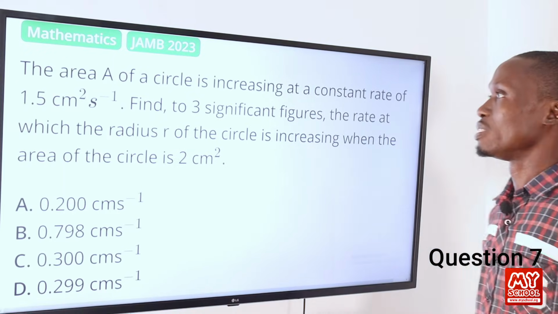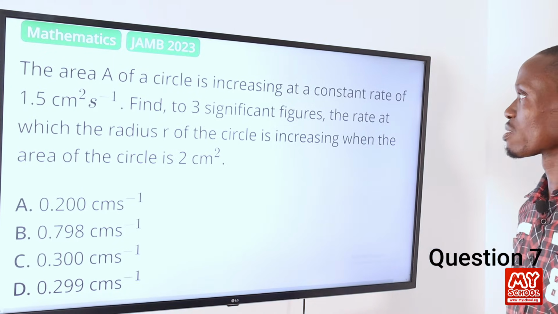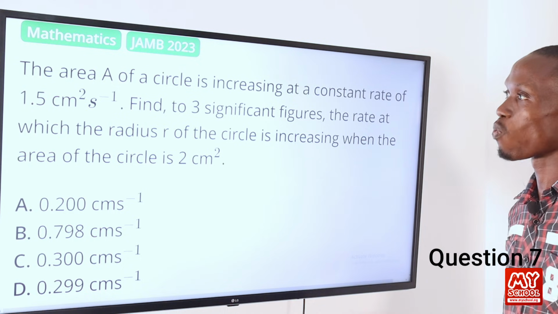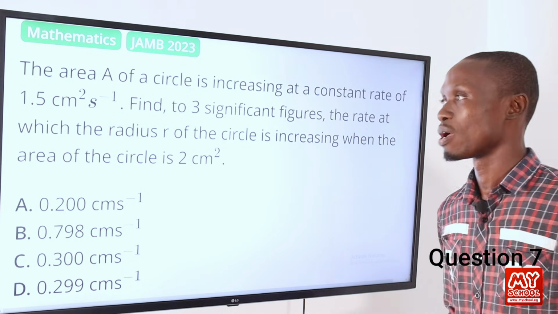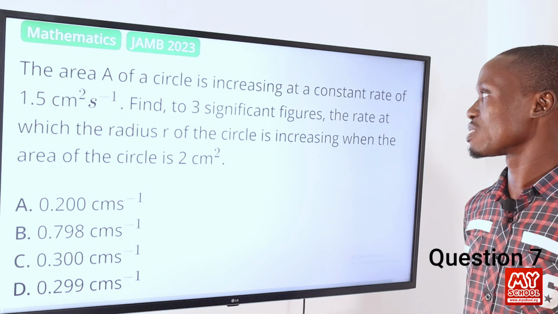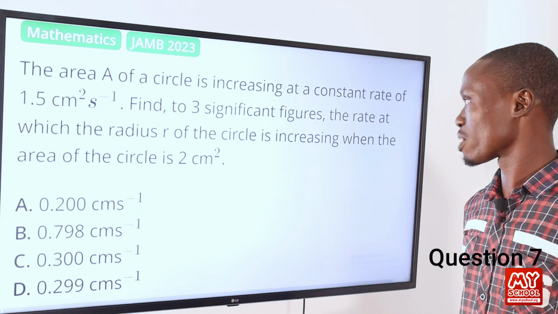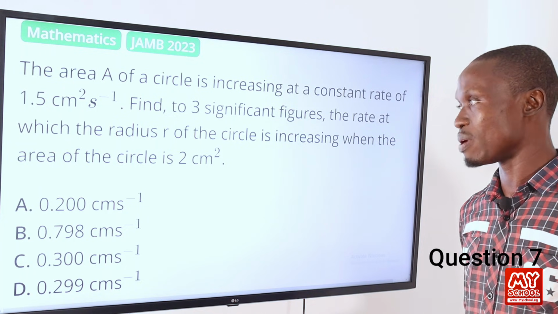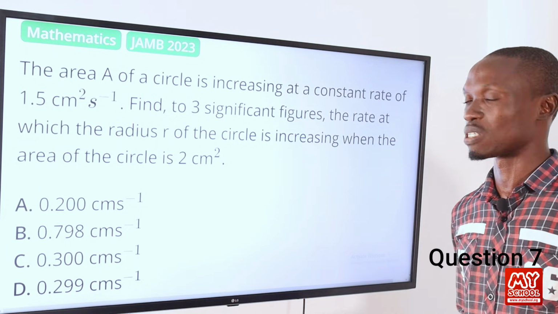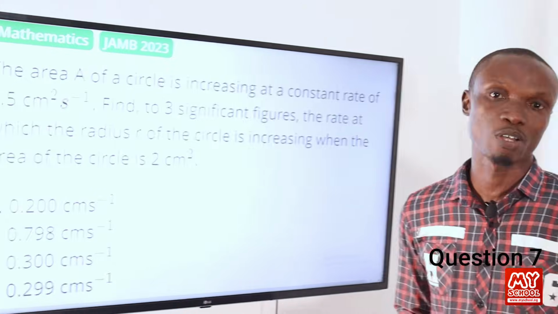Question 7. The area A of a circle is increasing at a constant rate of 1.5 centimeters squared per second. Find, to three significant figures, the rate at which the radius r of the circle is increasing when the area of the circle is 2 centimeters squared. So let's move over to the board.